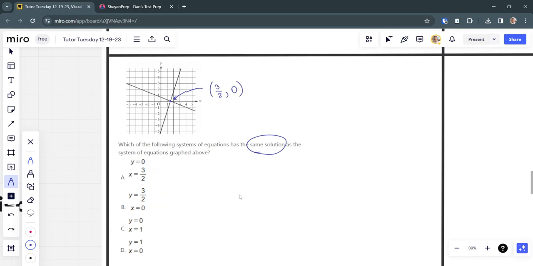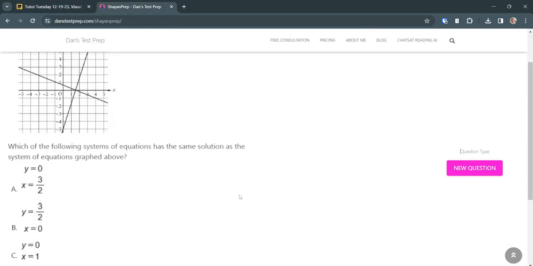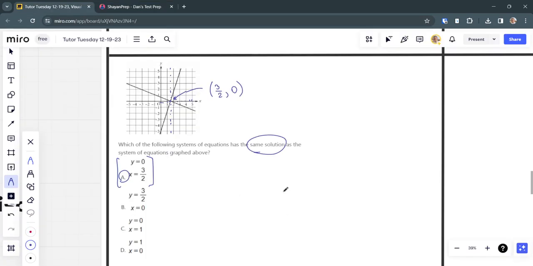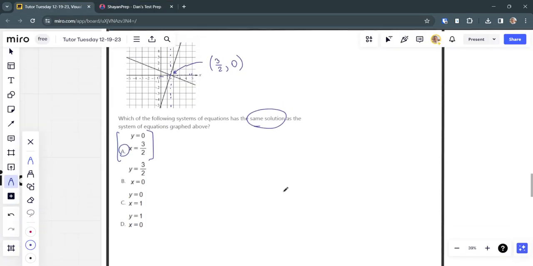Actually, I kind of see that in the answer choices, right? Like for A, y equals 0, x equals 3/2. That should just be our answer right away, because if you graphed x equals 3/2, it'd be a line that goes like this. Y equals 0 would go like that. So it should be answer choice A. Nice. Yeah, not really much work to do there.